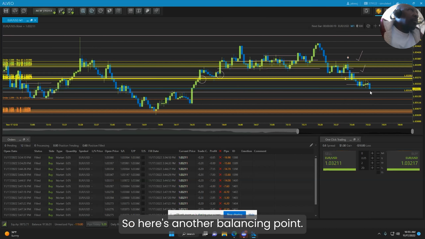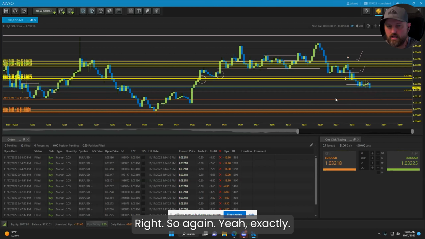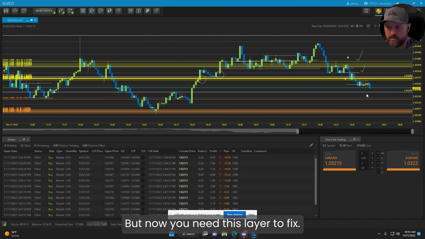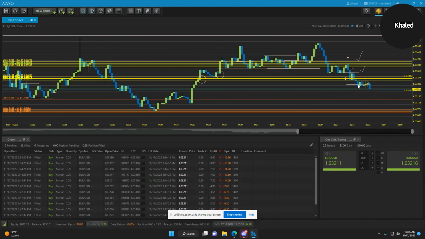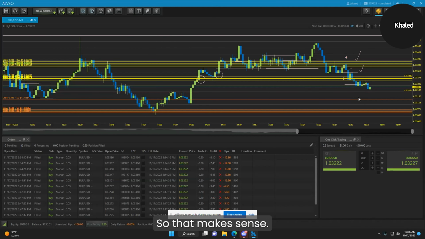Okay. So here's another bounce point. That would be another place where you could build into a layer. But now you need this layer to fix. You would need this layer to come up to where your second check mark is in order to fix everything. Does that make sense? Yeah.